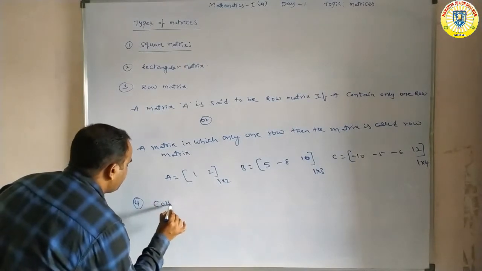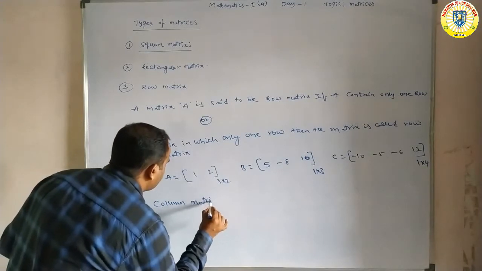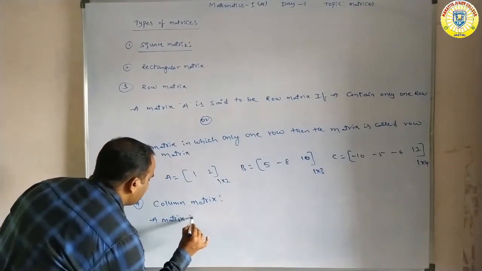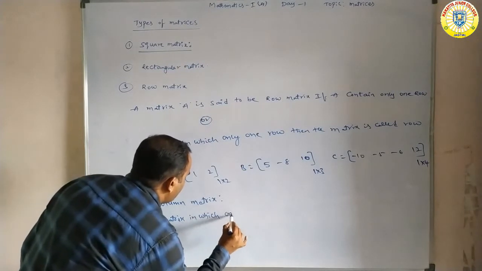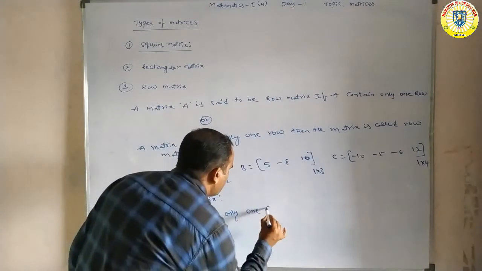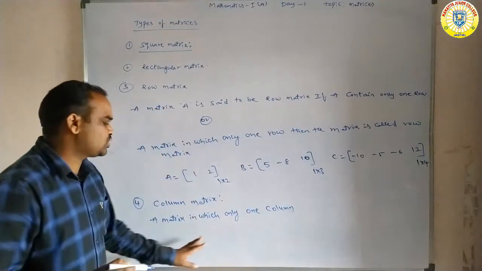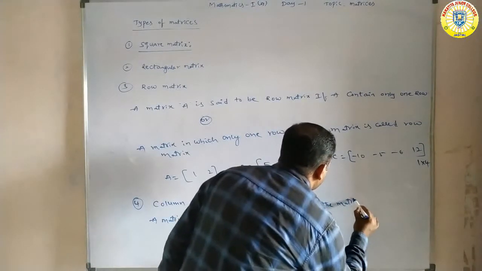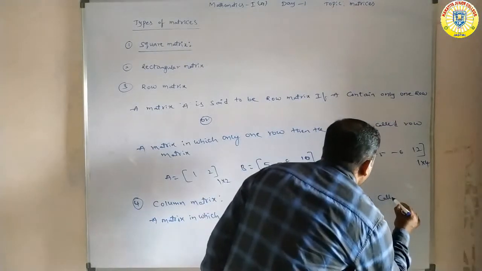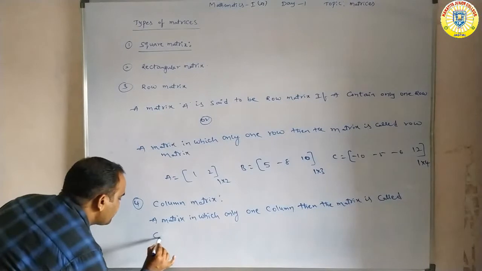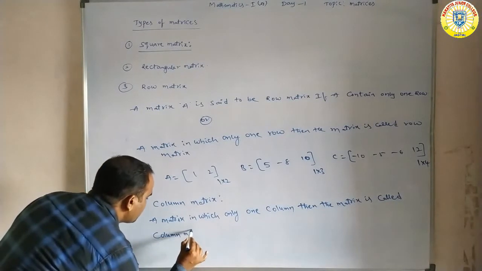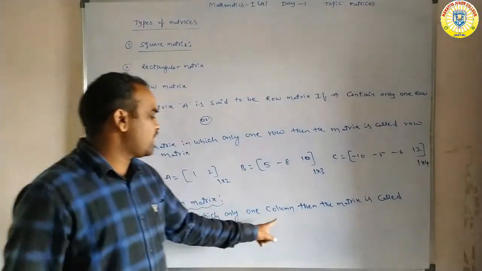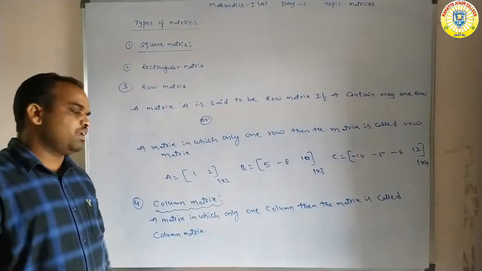Column matrix. A matrix in which there is only one column, then the matrix is called a column matrix. See here, what is the column matrix definition? A matrix in which only one column, then the matrix is called a column matrix. Example, see here.